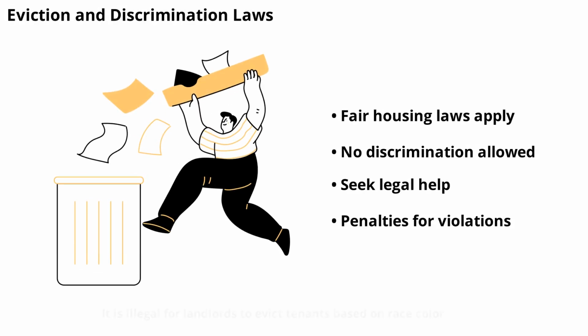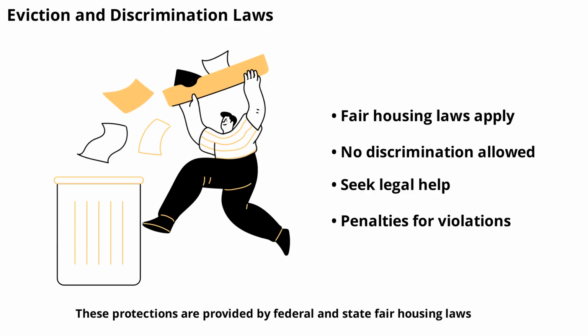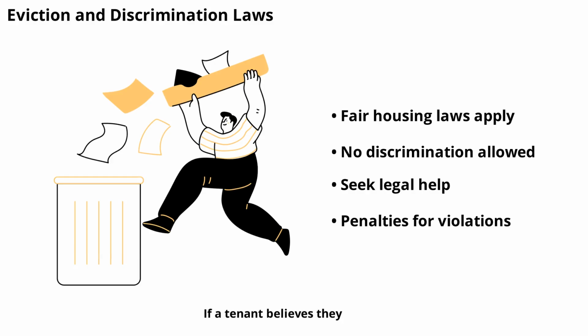It is illegal for landlords to evict tenants based on race, color, religion, sex, national origin, disability, or family status. These protections are provided by federal and state fair housing laws. If a tenant believes they are being evicted for discriminatory reasons, they should seek legal help immediately. Discrimination claims can stop or reverse an eviction and may result in penalties for the landlord.